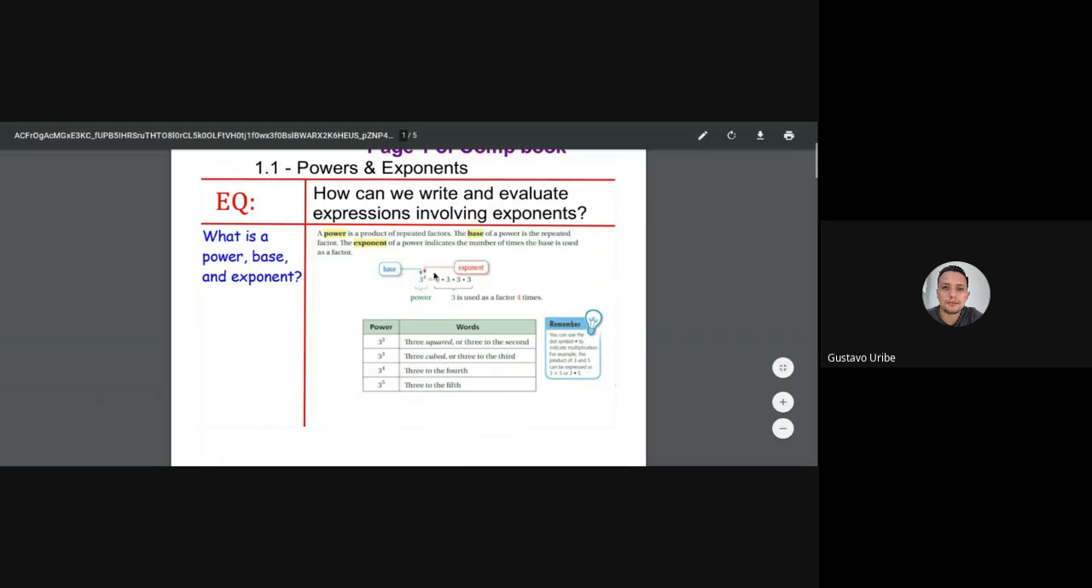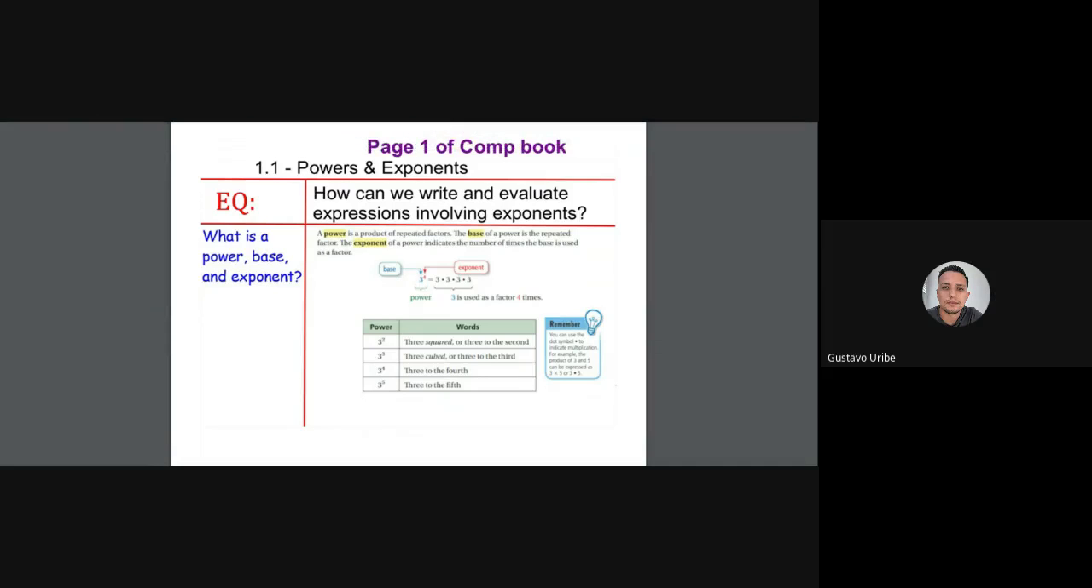So I'll go ahead and read the definition of a power to you all. A power is a product of repeated factors. The base of a power is the repeated factor, and the exponent of a power indicates the number of times the base is used as a factor. So here we have an example where the base is 3, the exponent is 4, and the power is 3 to the 4th.